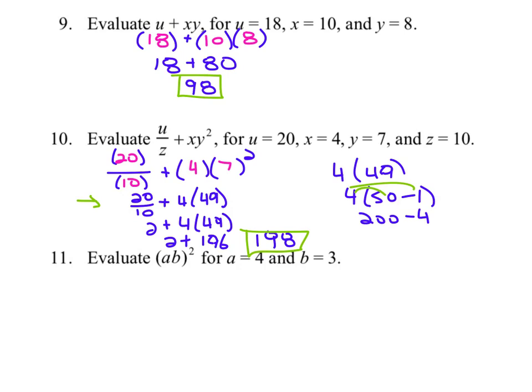Okay, now evaluate A times B and then all of that squared. So again, wherever there's a variable, I put parentheses. And since there were already parentheses, the outside parentheses become brackets. Then we sub in those numbers. A is 4, B is 3, and we have to do what's inside there first. So 4 times 3, we get 12. We're going to square that. 12 squared is 144. Done.